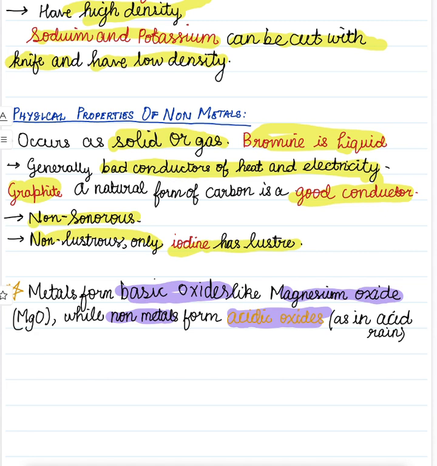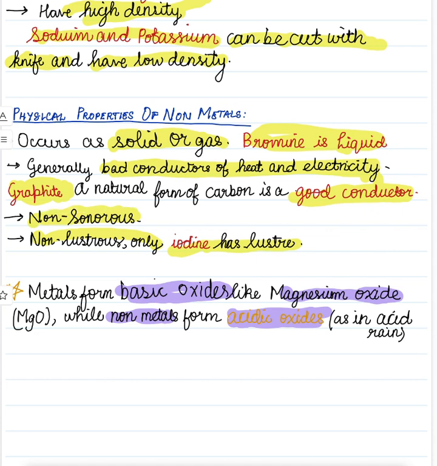Now let us look at the physical properties of non-metals. Non-metals can be solids or they can be gases. Exception would be bromine, which is a liquid. Generally, non-metals are bad conductors of heat and electricity, except graphite. Now, graphite is a natural form of carbon, which is a good conductor.